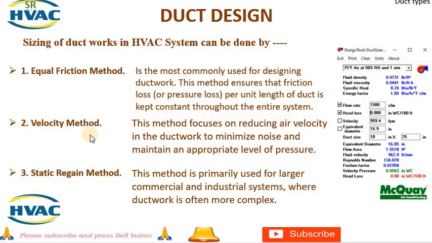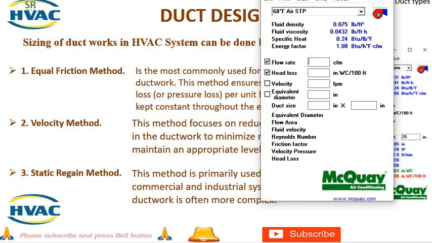The other method is the velocity method. In this method we focus on reducing the air velocity in the ductwork to minimize noise and maintain the appropriate level. For example, the branch duct will have a different velocity, and the main duct will have a different velocity. It will be applied according to the application where you are using it. Okay, we will decide the velocity. The next method is the static regain method. This method is primarily used for larger commercial and industrial areas where the ductwork is often more complex.